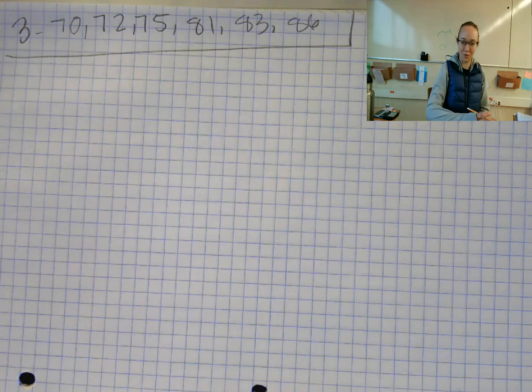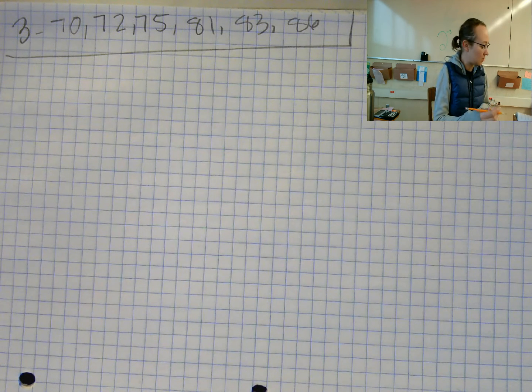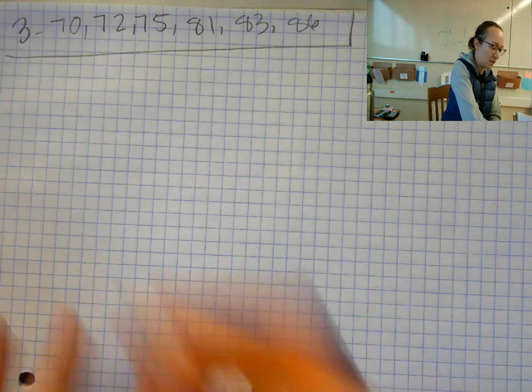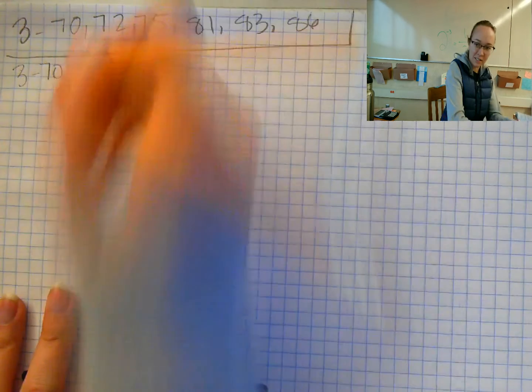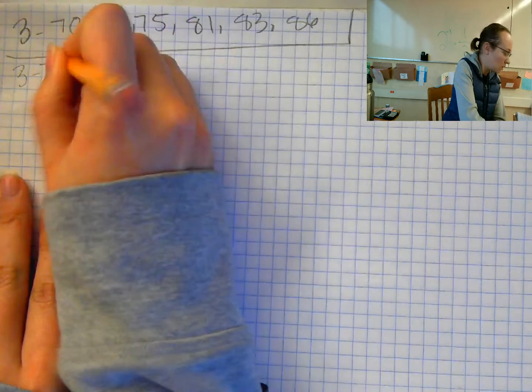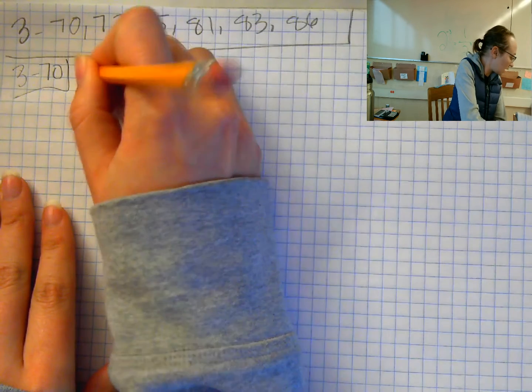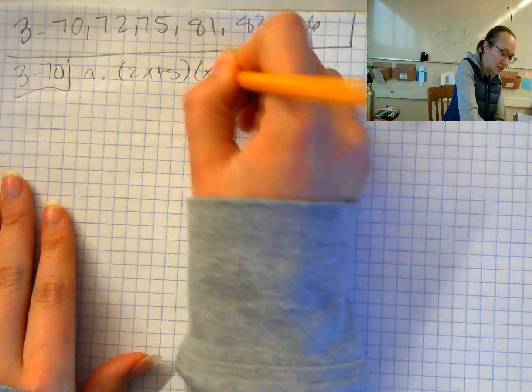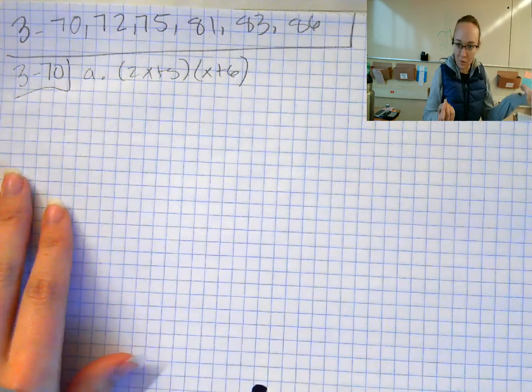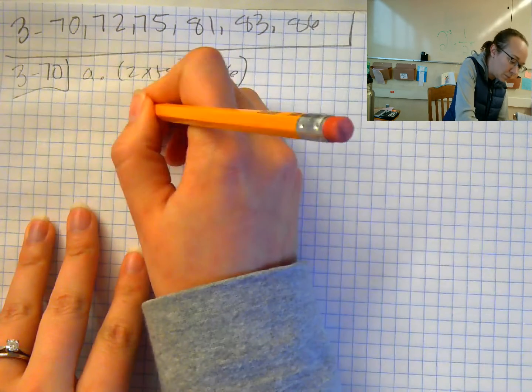I'm going to go through the third problem set from chapter 3, and you can skip ahead to the problems that you need. So on 3-70, this is practicing this basic skill from this week. We had part A was 2x plus 5 times x plus 6, and I would do this using a generic rectangle.